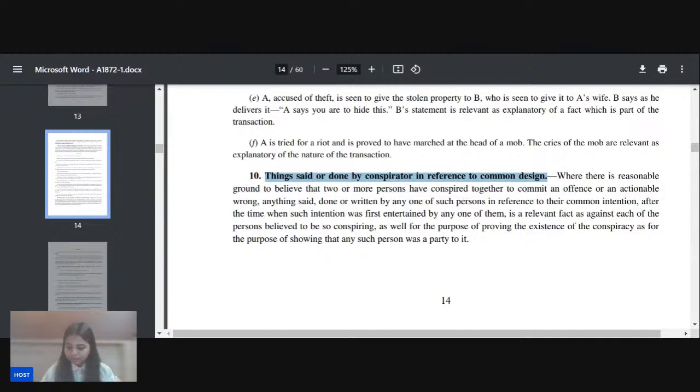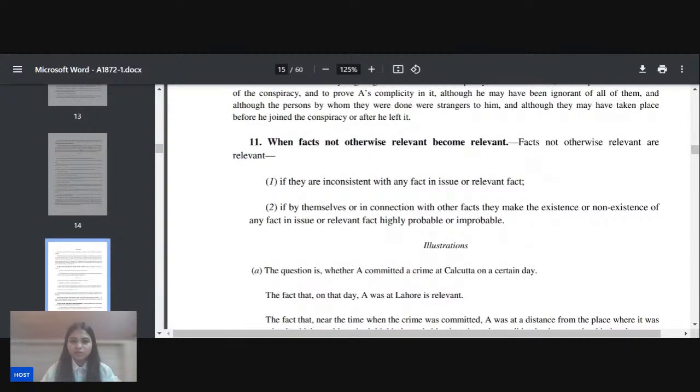Now again this section 11 has an importance. Why? When facts not otherwise relevant become relevant, right? When they are not otherwise relevant but they become relevant. And this section has a very important thing related with it, and that is alibi. Section 11 is known for the alibi thing.